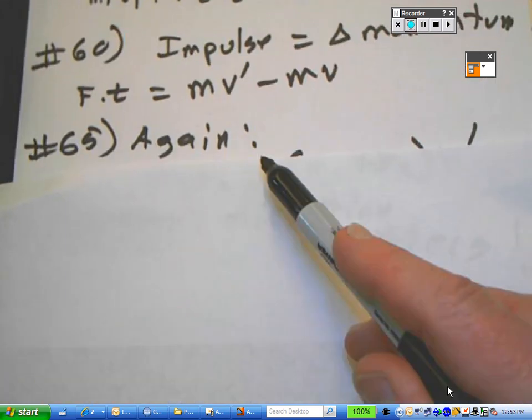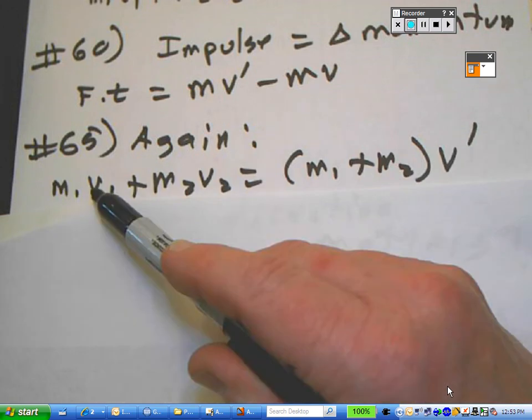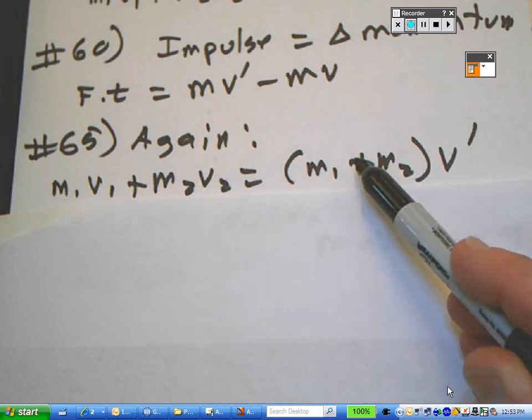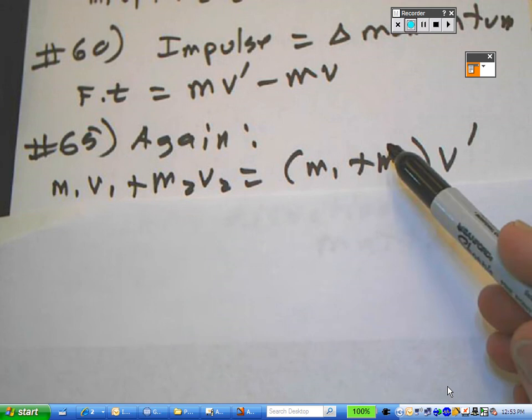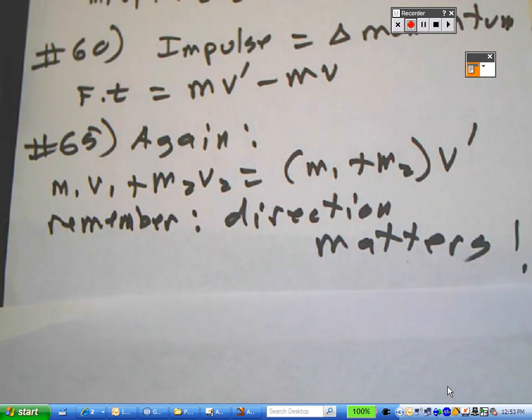Okay, number 65, again, is another inelastic collision. m1v1 plus m2v2, that's the momentum before the crash. Afterwards, they are stuck together. That's why the masses go within the one parenthesis. One trick on 65, watch this very carefully. Direction matters. Direction is important. We use positives and negatives many times for direction. I think this will help significantly. I hope you have a good day.